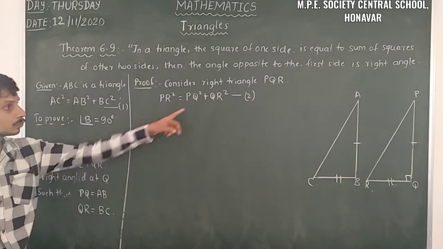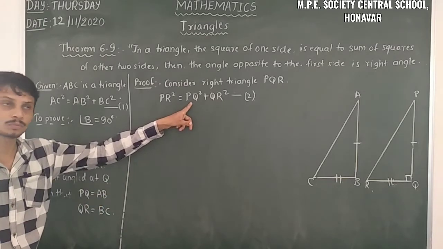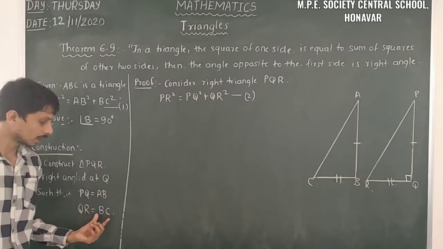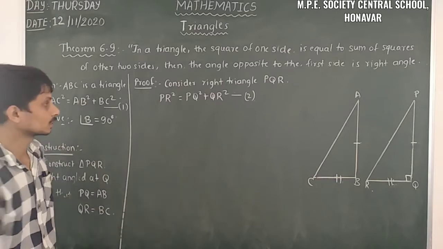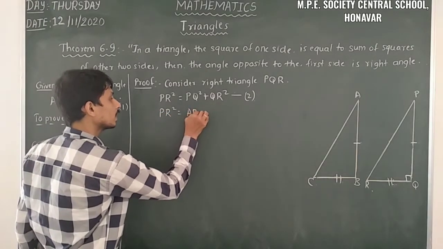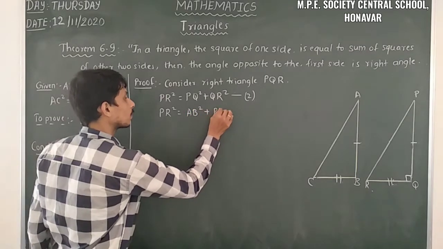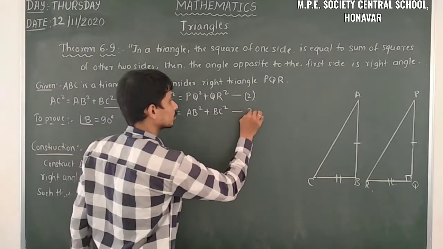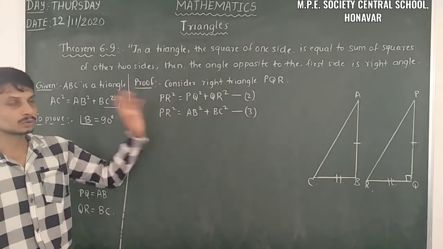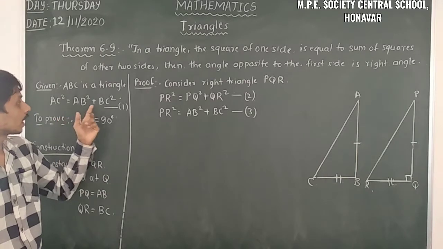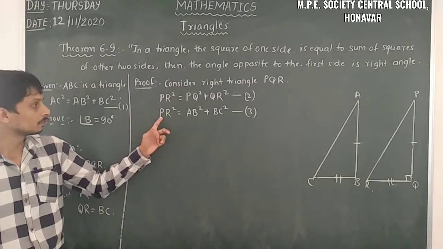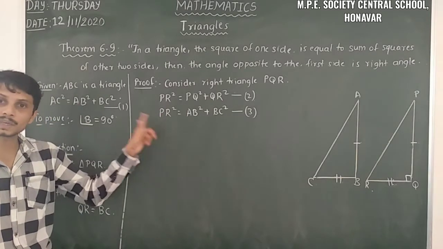PQ is equal to AB, so we can replace PQ with AB, and we can replace QR with BC. So let us replace: PR square is equal to AB square plus BC square. I will take this as equation number 3. Just observe equation 1 and equation 2. The RHS part of both is the same, so we can equate AC square and PR square.